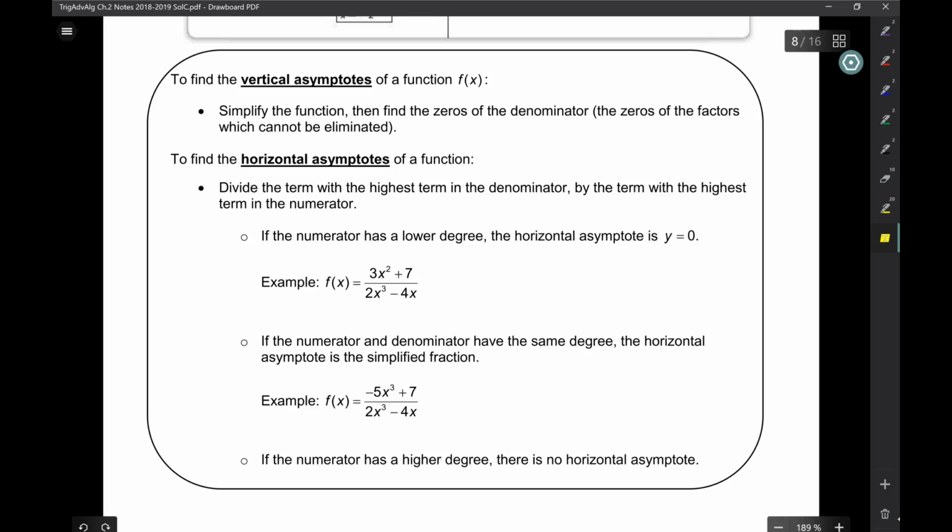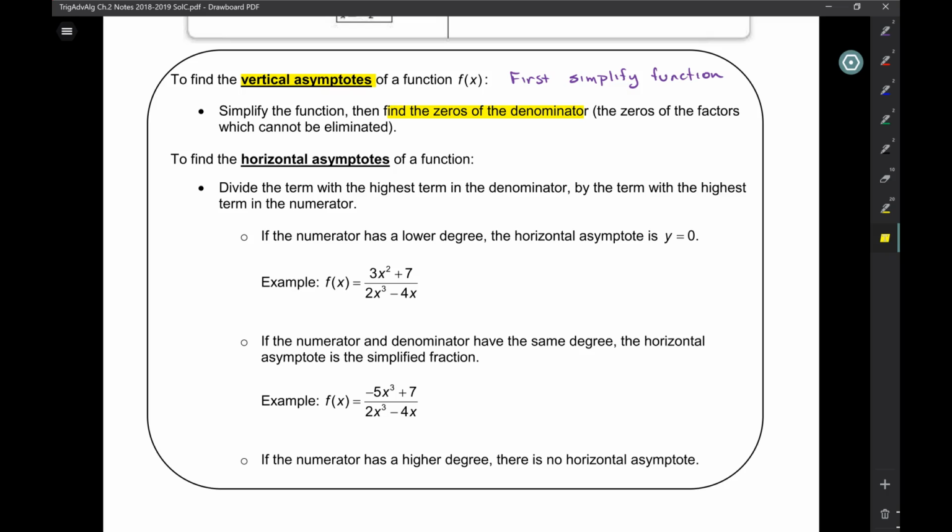So the way to find a vertical asymptote is, first, simplify the function. Okay, simplify the function. It's so important. That's my spiel. You've got to simplify the function. Simplify the function, then find the zeros of the denominator. All right? So simplify then find the zeros of the denominator. So basically, in technical terms, it's the zeros of the factors which cannot be eliminated from the denominator.